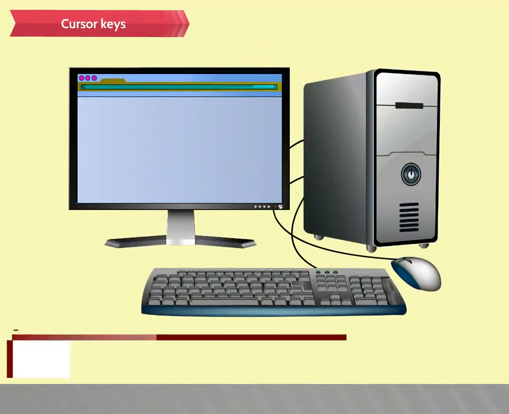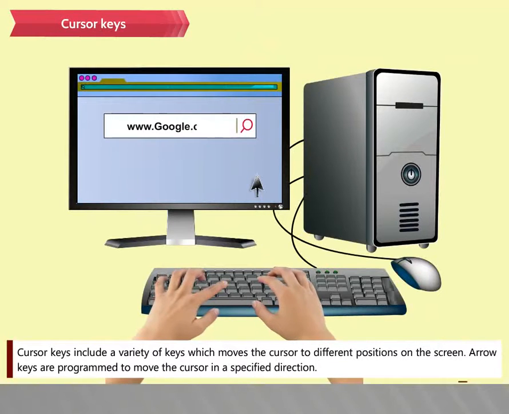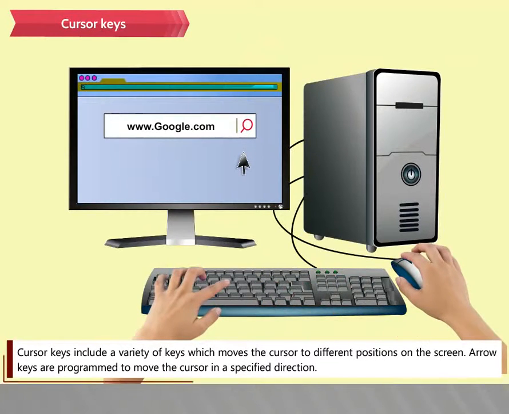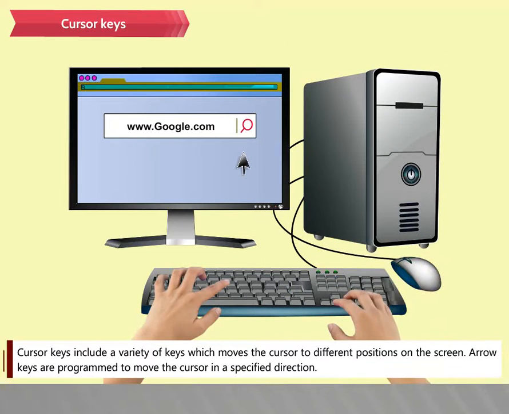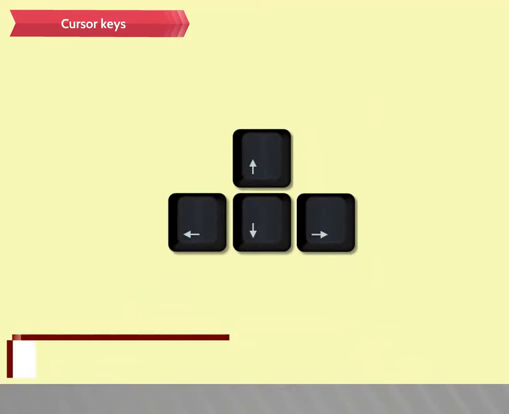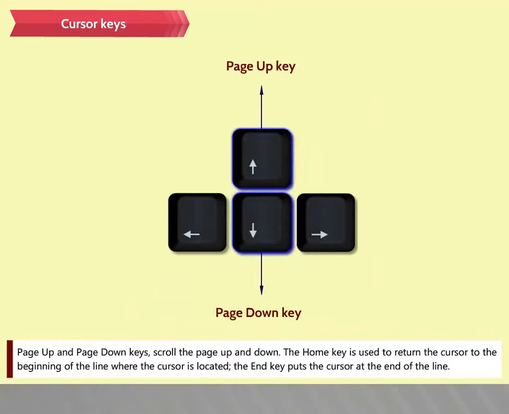Cursor keys. Cursor keys include a variety of keys which move the cursor to different positions on the screen. Arrow keys are programmed to move the cursor in a specified direction. Page Up and Page Down keys scroll the page up and down. The Home key is used to return the cursor to the beginning of the line where the cursor is located. The End key puts the cursor at the end of the line.